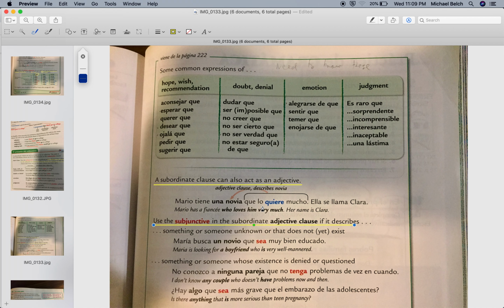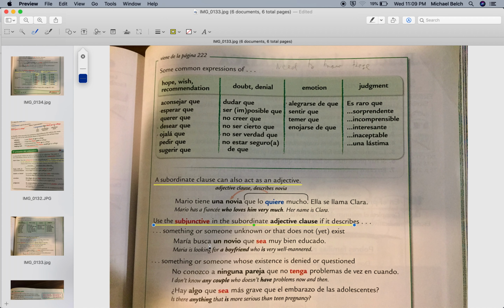So, in this first one, we said Mario tiene una novia que lo quiere mucho. That's true. That is an accurate statement of the fiancée. But notice the difference in this second sentence. María busca un novio que sea muy bien educado. This means has good manners. Okay, that doesn't necessarily mean well educated.